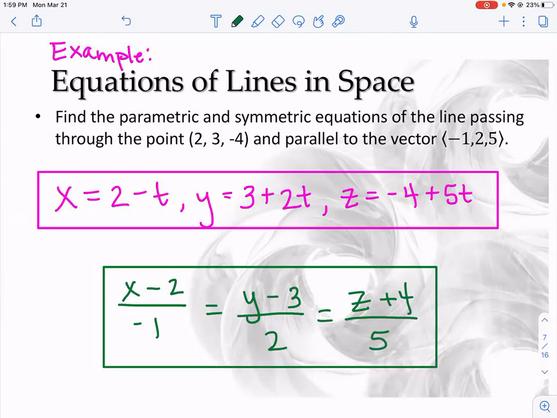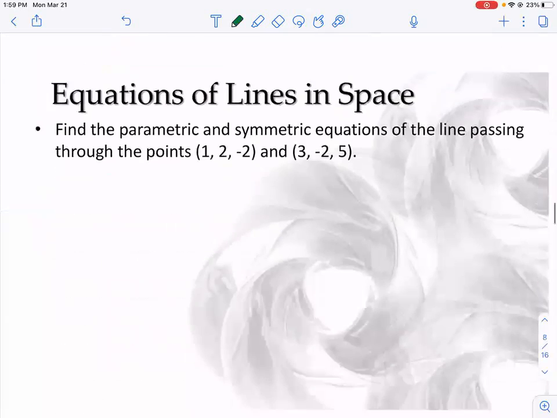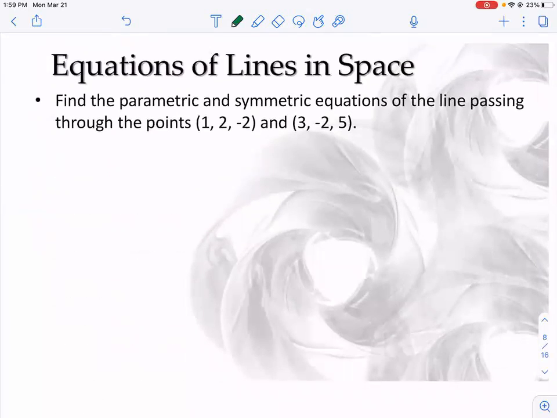Well, this problem was nice because everything was given to us, right? It'd be like me giving you, here's the point, here's the slope, and it takes you 2 seconds to write the equation of the line. Okay, so let's see. A line that goes through 2 points, go ahead and write it down.